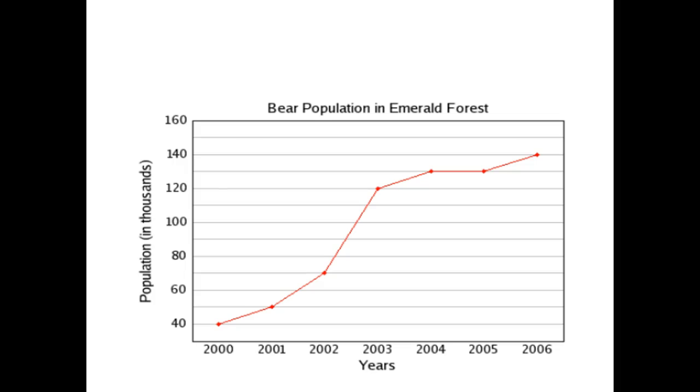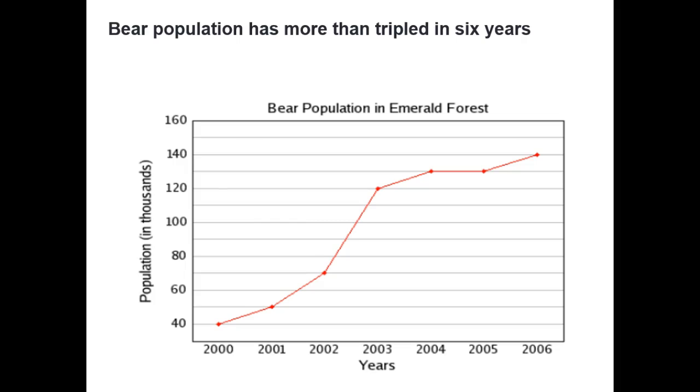Here's another one. What's the story here? See if you can figure it out. Here's what I identified as the story. Bear population has more than tripled in 6 years. You see that the trend here is over time. A line graph is an effective way to do that.